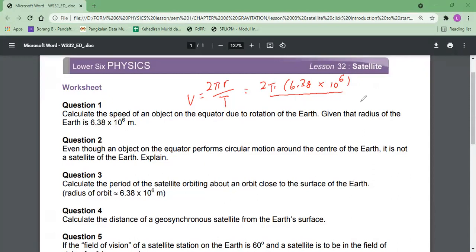What is the period? Period will be equal to one revolution, which is 24 hours. 1 hour with 60 minutes, every minute with 60 seconds. So at the end, we get that it's around 464 m s negative 1.